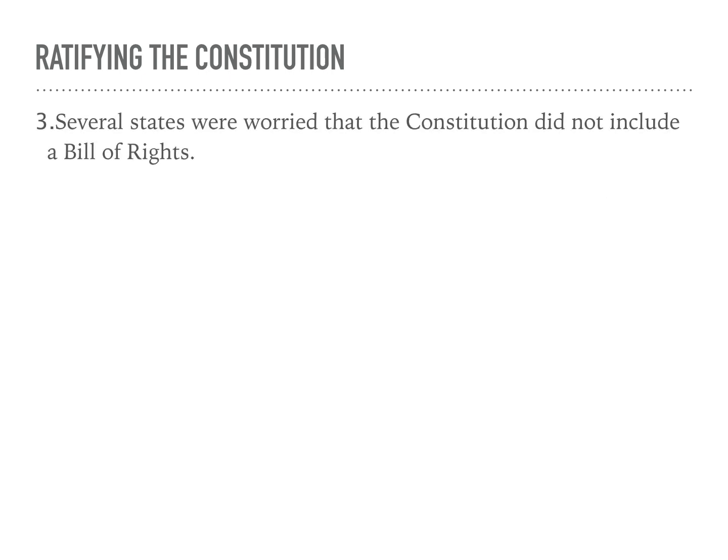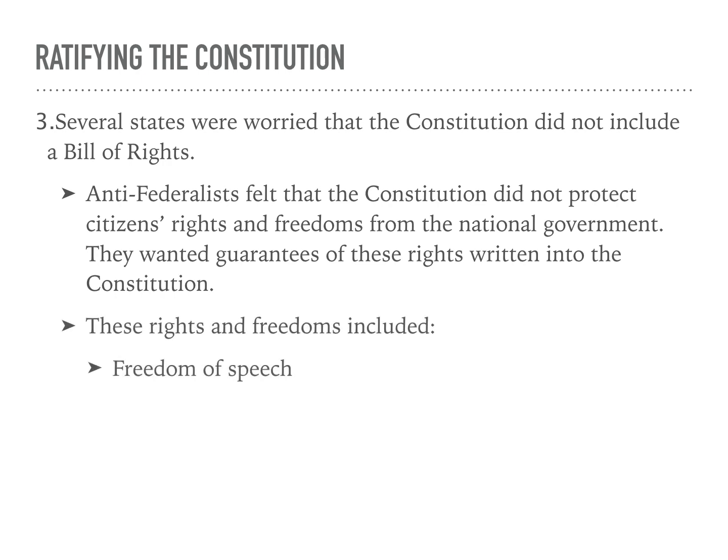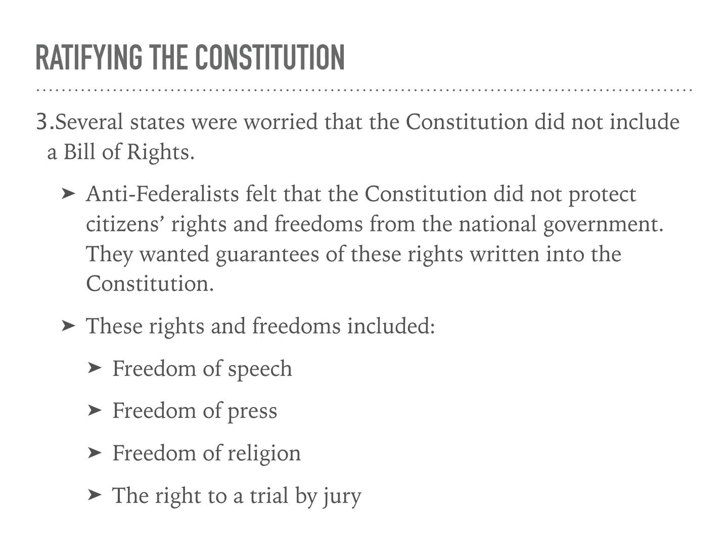So, several states were worried that the Constitution did not include a Bill of Rights. Anti-Federalists felt that the Constitution didn't protect citizens' rights and freedoms from the national government, and they wanted guarantees that these rights were written into the Constitution so that the national government couldn't infringe upon these rights and freedoms. Specifically, they were concerned about freedom of speech, freedom of the press, freedom of religion, and the right to a trial by jury.